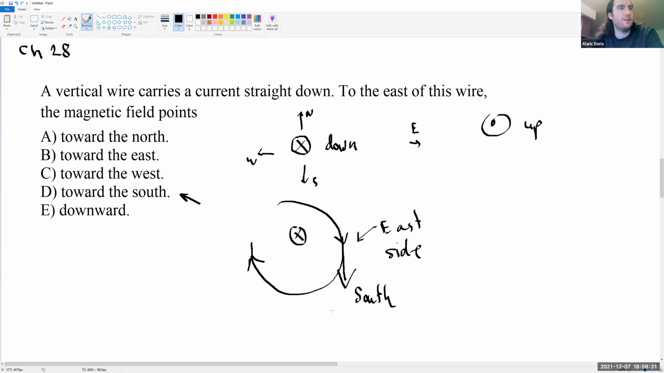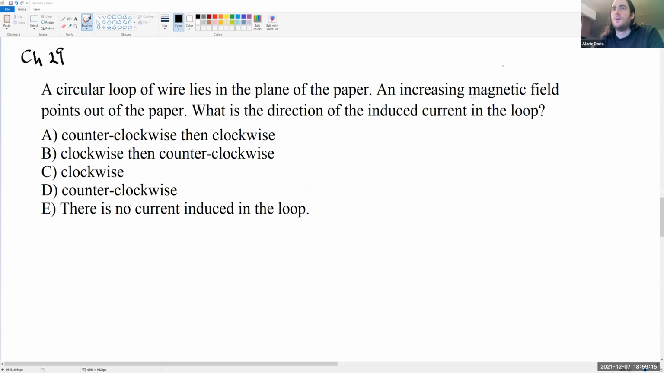Okay, so magnetic field pointing towards the south. All right, we'll be back in just a second with the next question in chapter 29.